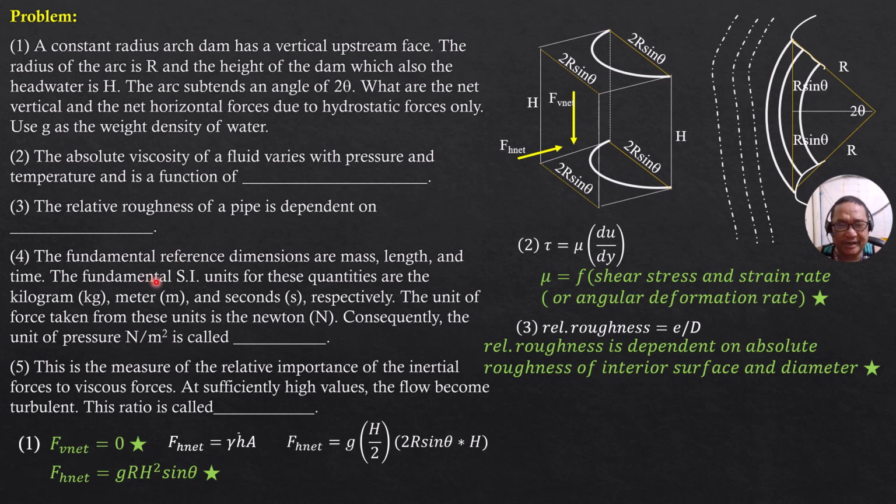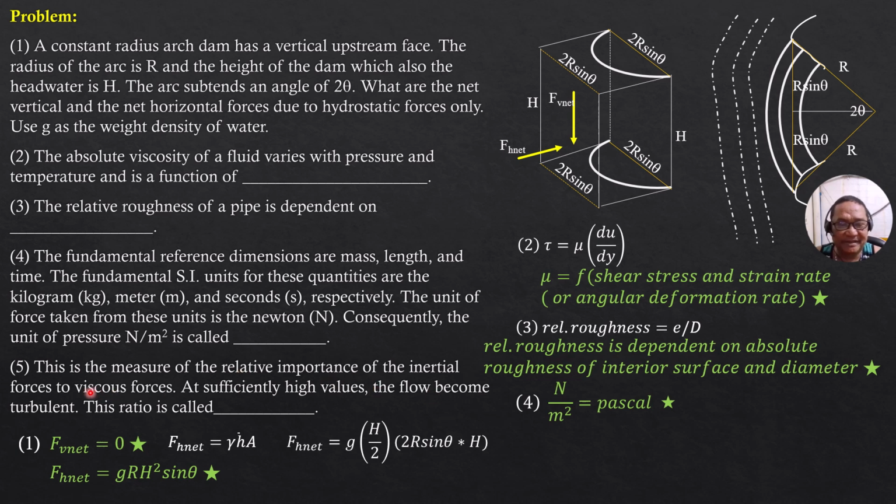Then number 4, the fundamental reference dimensions are mass, length, and time. The fundamental SI units for these quantities are kilograms, meters, and seconds, respectively. So the unit of force taken from these units is the newton. Consequently, the unit of pressure, newton per square meter, I think you're familiar with this unit of pressure, is called pascals, or simply pascal.